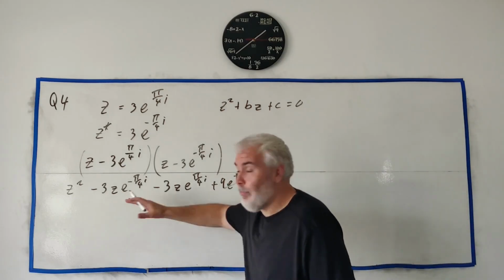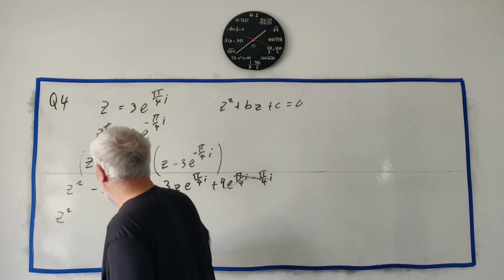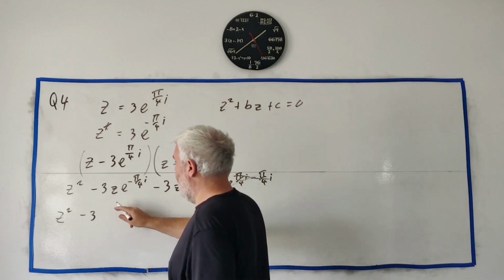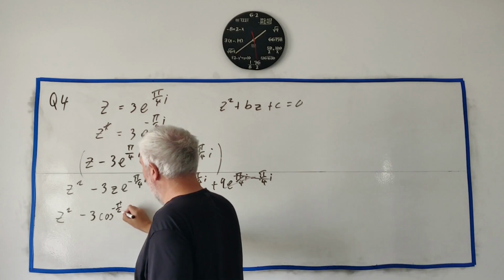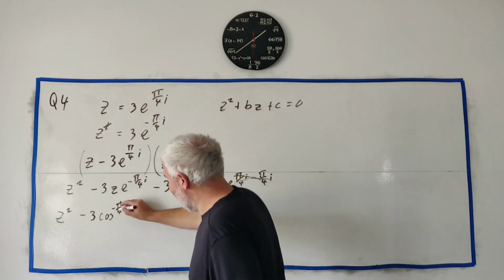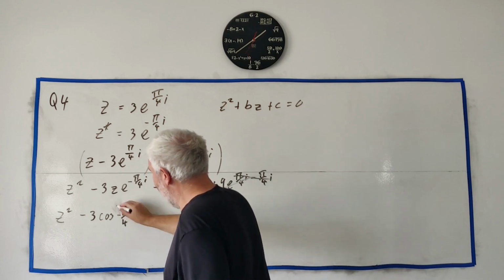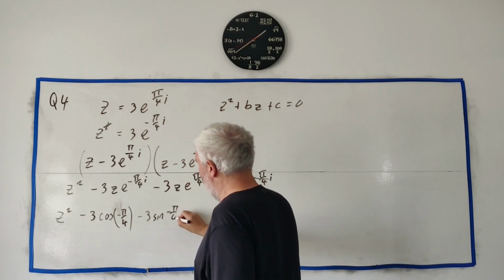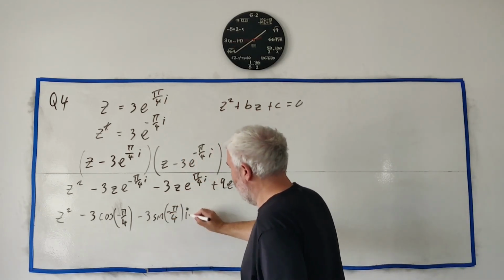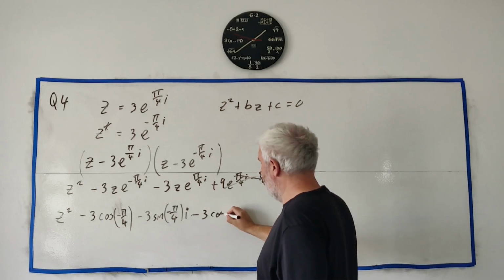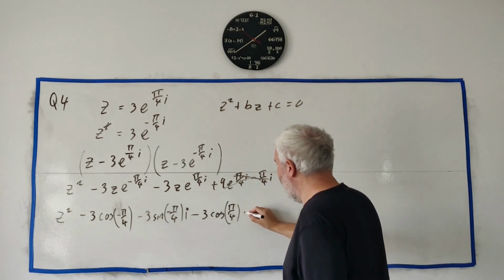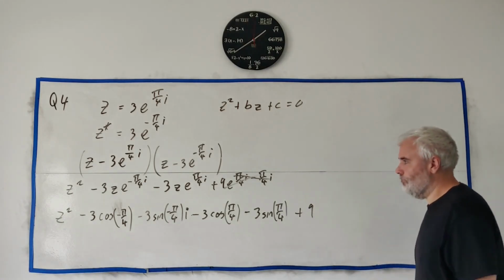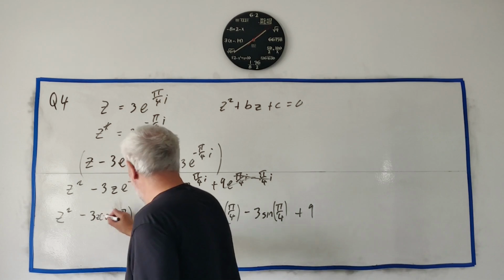Okay, let's just break them both out like we did previously. Z squared, we'll leave alone. This becomes minus 3. The real part of this is minus 3 multiplied by cosine of minus pi over 4, and then the imaginary part is minus 3 sine minus pi over 4. This guy, the real part, sorry, there's an i on this one. The real part is minus 3 cosine pi over 4 and minus 3 sine pi over 4. And we still have a plus 9 out here. And sorry, all of these have z in them, don't they?